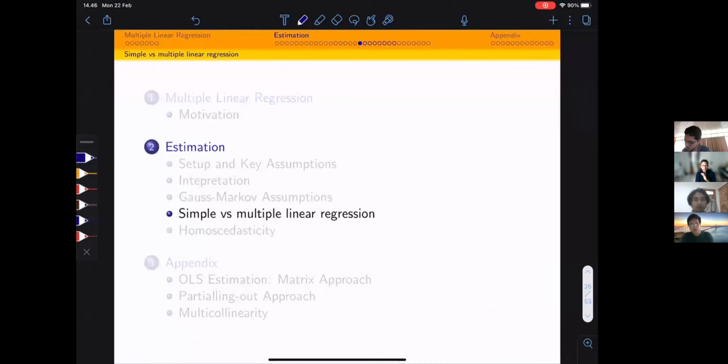Okay, any questions on the Gauss-Markov assumptions? So basically, assumption one until assumption five are quite similar to the assumptions that we see in the simple linear regression model. Although for the fourth assumption, we have something that is quite different and quite unique for multiple linear regression. Okay, go ahead if you have any questions or any thoughts.